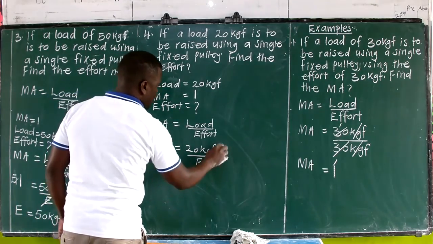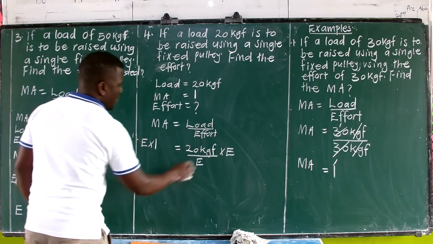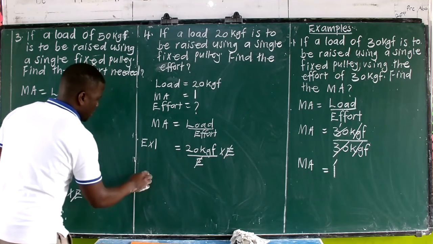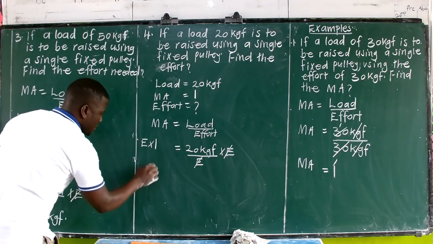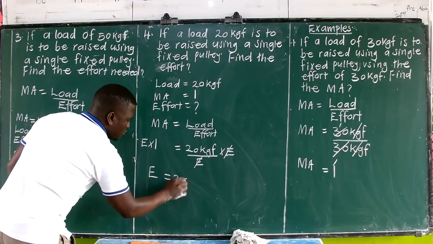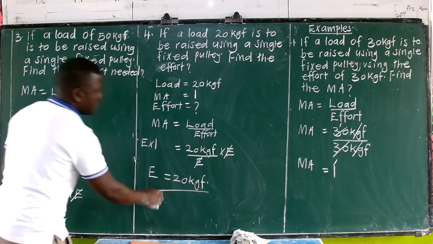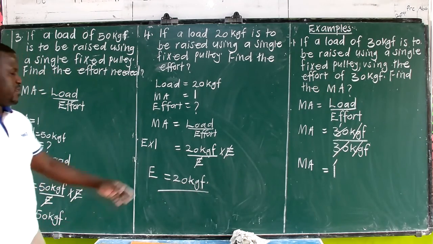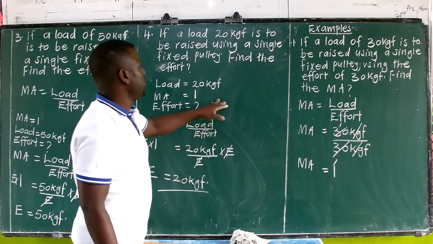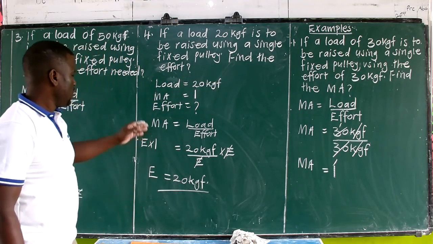How do we find the value of E? We multiply both sides by E. E cancels with E, then E times 1, we get E. We shall say E equals 20 kilogram force, and this is the effort. As simple as that. You simply substitute, then you'll be able to find the effort.